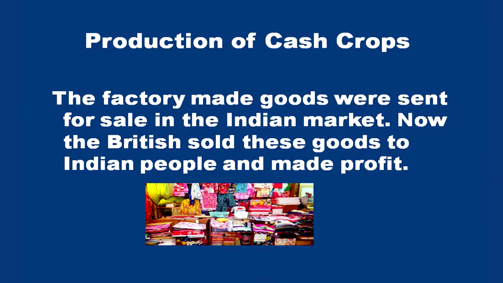The factory-made goods were sent for sale in the Indian market. The British sold these goods to Indian people and made profit. So, you can see that the raw materials were produced in India, which were exported to Britain, and then in Britain these were transformed into finished goods, and the goods again came back to India to be sold in the Indian markets. In both ways, the British made huge profit.